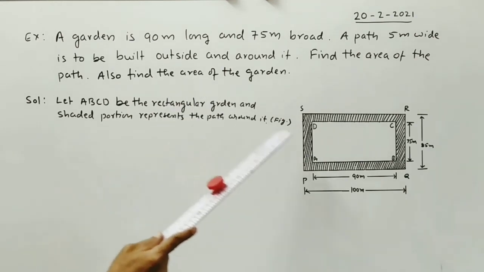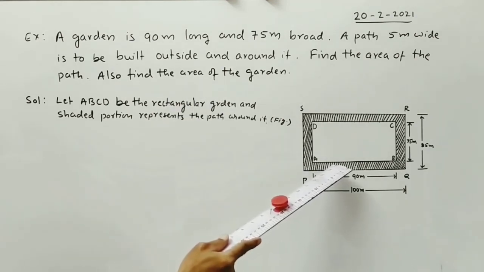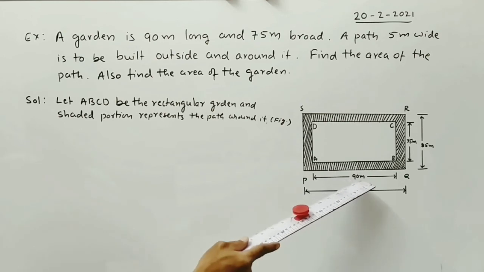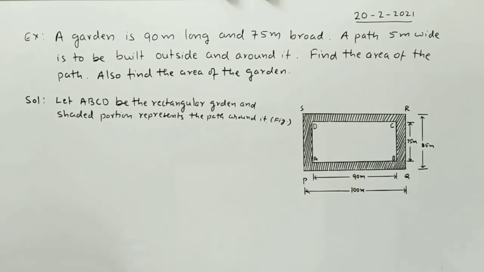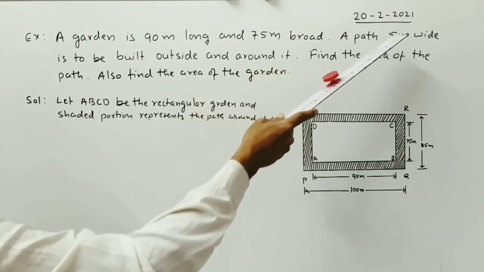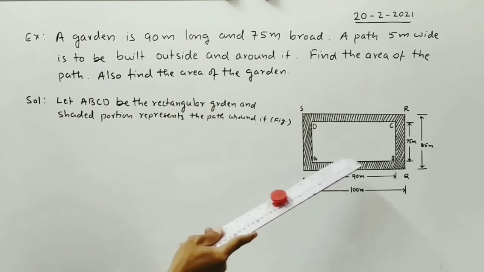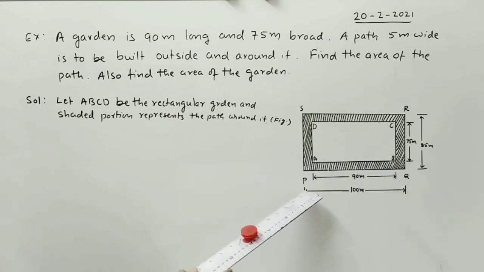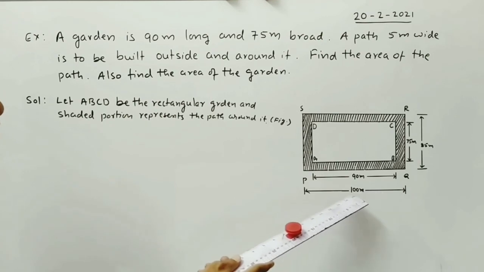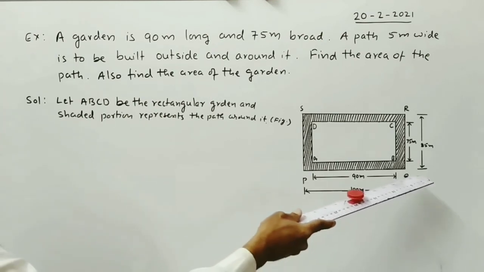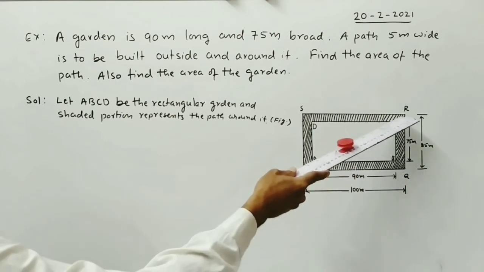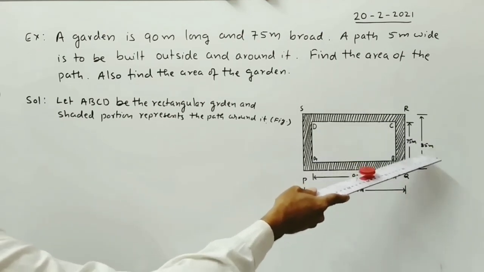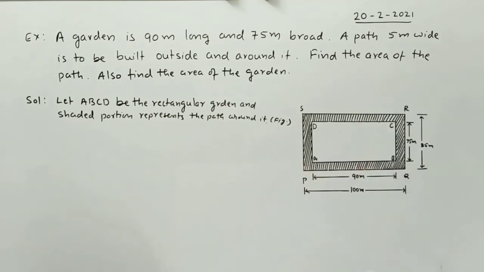Since length of rectangular park is 90 meter and breadth 75 meter, width 5 meter, this side 5 meter, this side 5 meter. So length of PQ is going to become 100 meter. Similarly, 5 meter plus 5 meter, 10 plus 75, QR we are going to get 85 meter.